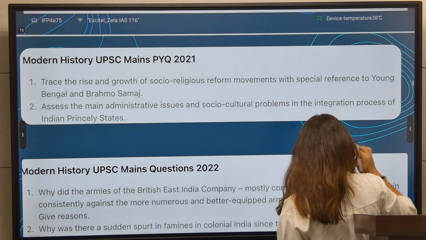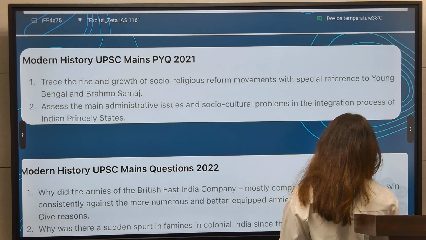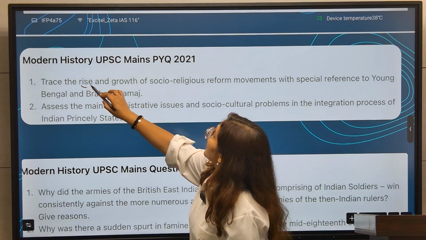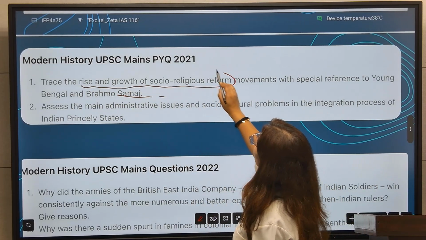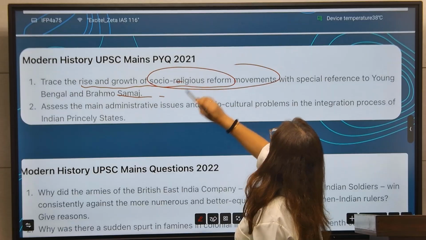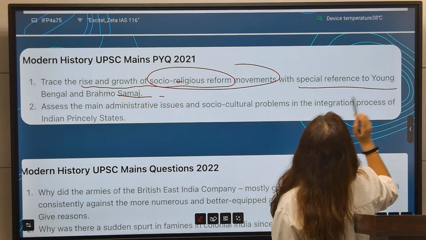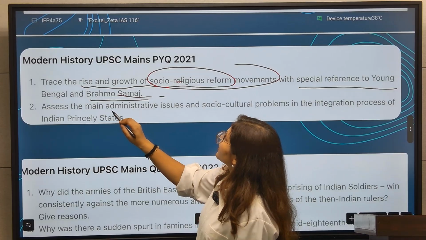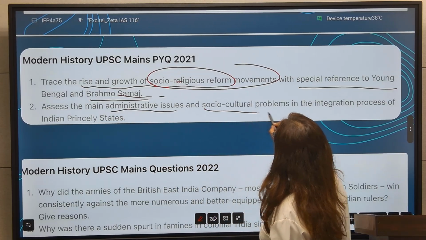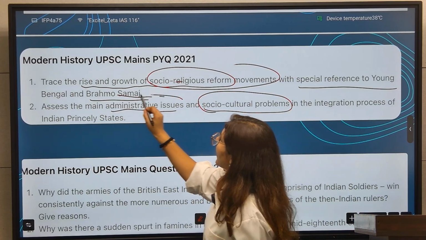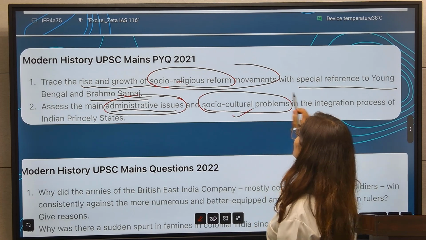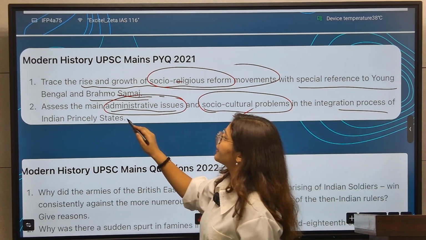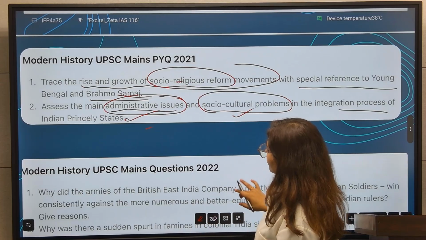In 2021, a question was: trace the rise and growth of socio-religious movements with special reference to Young Bengal and Brahmo Samaj. Assess the main administrative issues and socio-cultural problems. So a question on administrative issues and socio-cultural problems in the integration process of Indian princely states.